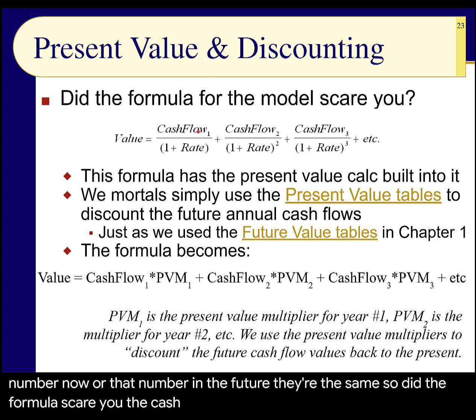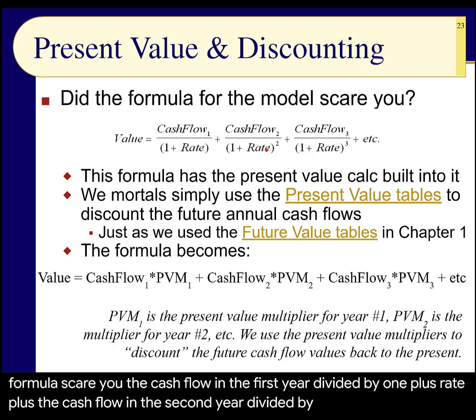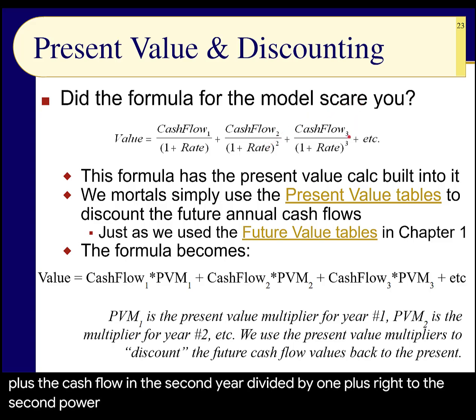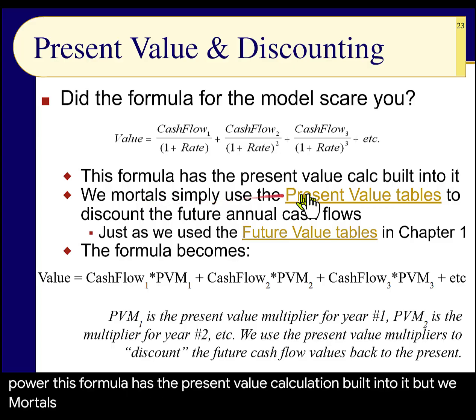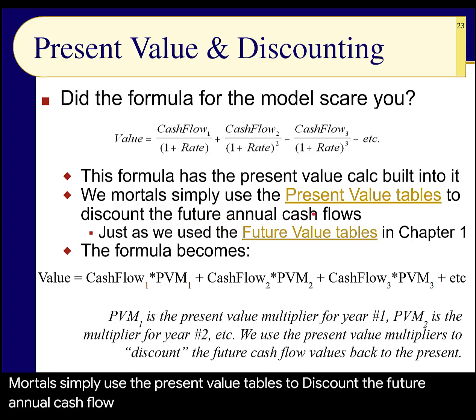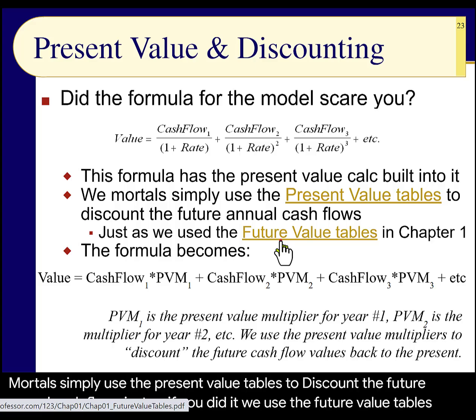The cash flow in the first year divided by 1 plus rate plus the cash flow in the second year divided by 1 plus rate to the second power. Cash flow in the third year divided by 1 plus rate to the third power. This formula has the present value calculation built into it. But we mortals simply use the present value tables to discount the future annual cash flows, just as we used the future value tables back in chapter 1.